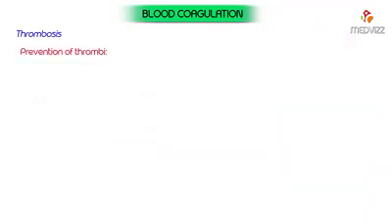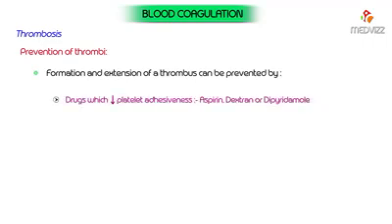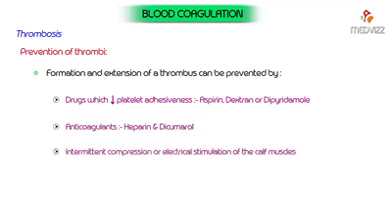Prevention of thrombi. Formation or extension of a thrombus can be prevented by the administration of drugs which decrease platelet adhesiveness, such as aspirin, dextran, anticoagulants such as low doses of heparin and dicumarol. Intermittent compression or electrical stimulation of the calf muscles is necessary in addition to the above drugs for preventing post-operative venous thrombosis.